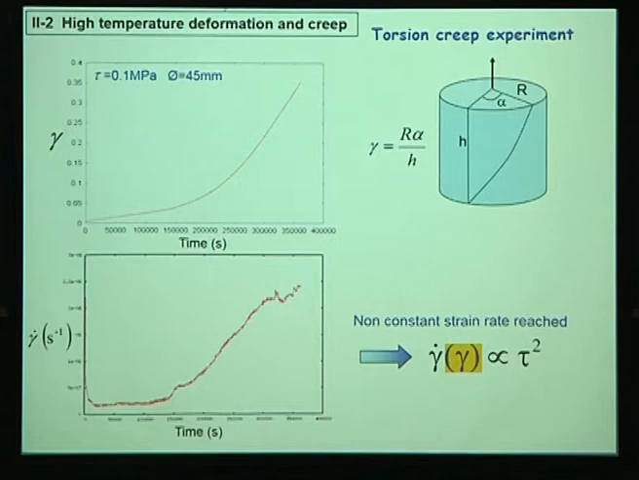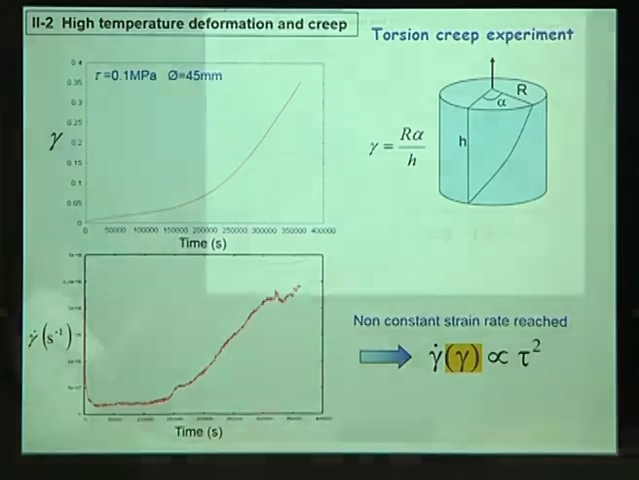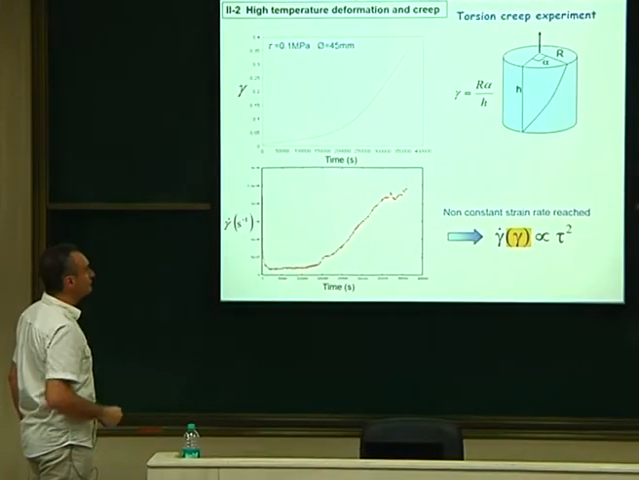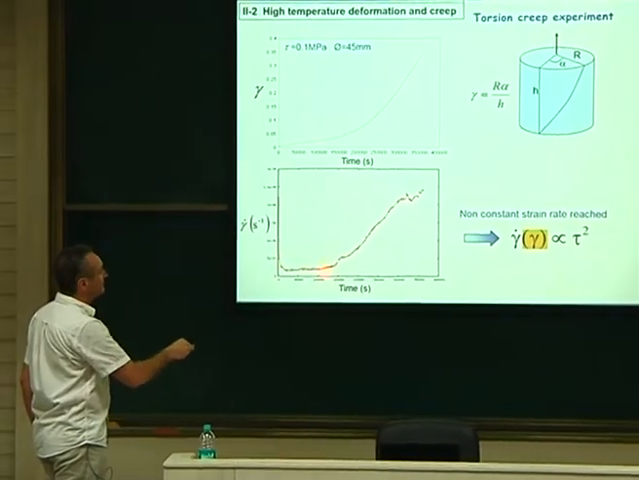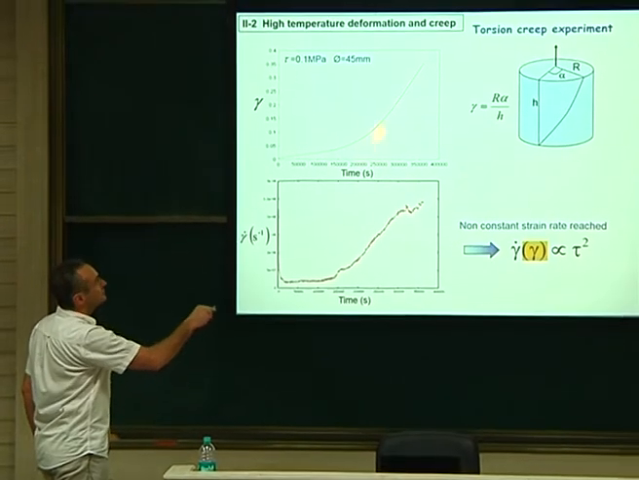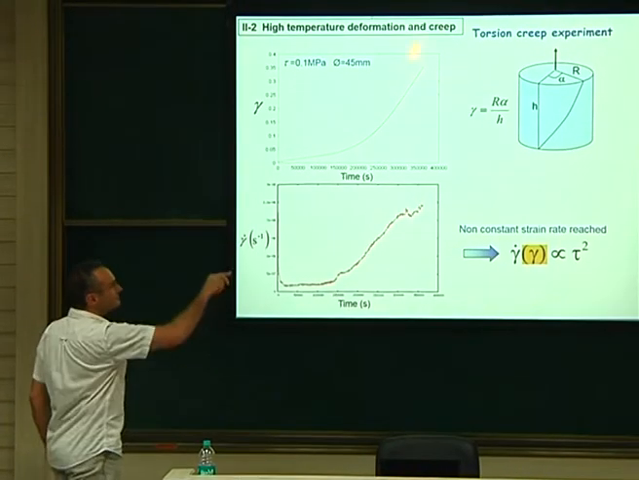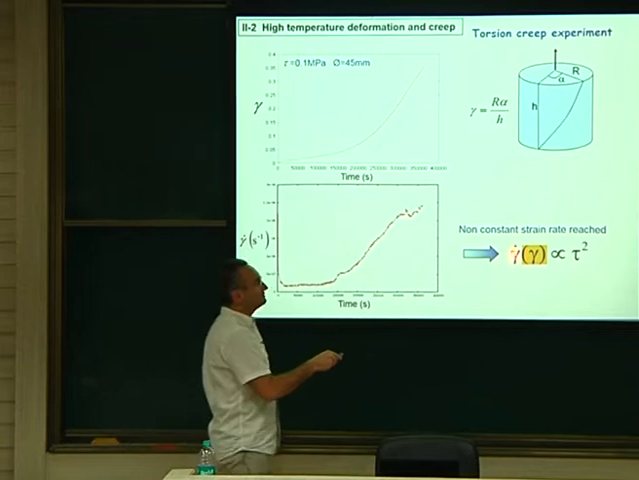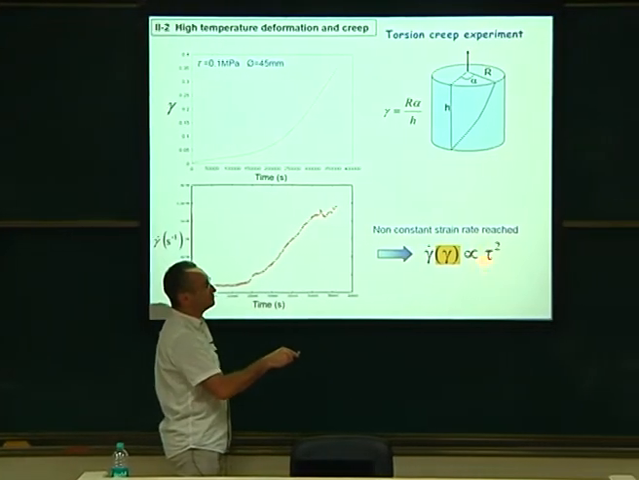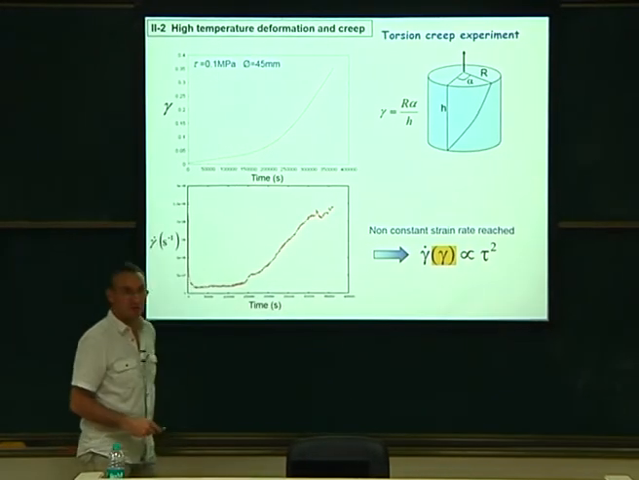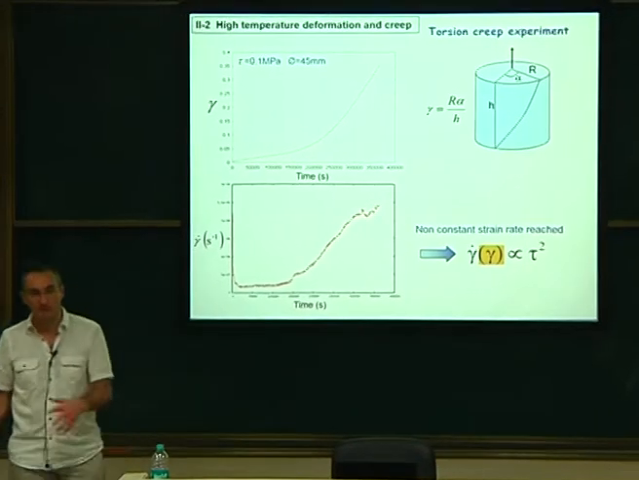So this is the torsion shear, and this is the time. You can see that you have some incubation time, and then you have a power law like that, and then you have a kind of constant strain rate, more or less. But if you look at the gamma dot, if you take the derivative of the curve, you can see that it's a low derivative and then something which is increasing. So it's not a constant strain rate, it's always increasing. And we say that gamma dot is about proportional to the square of the stress. So this is typically what people found experimentally.